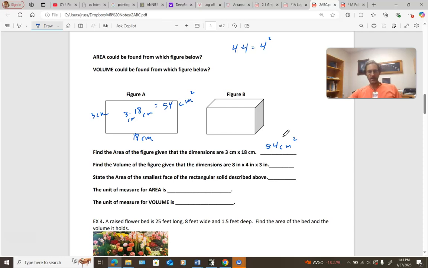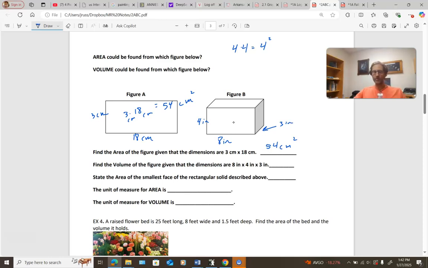But anyway, let's continue. It says find the volume of the figure given that the dimensions are 8 inches by 4 inches by 3 inches. Okay, so it's only figure B that has volume. And if its dimensions are 8 inches, and we'll say this side right here is 4 inches, and then the depth right here is 3 inches, then it's the same thing.